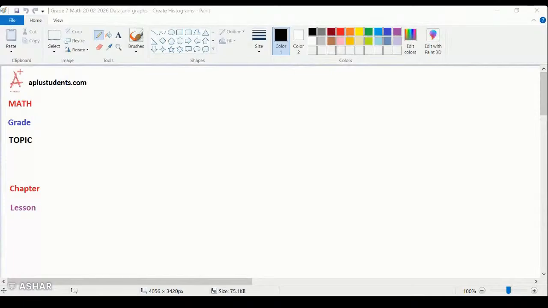The first thing you do is go to aplusstudents.com. You need to go to the website. Once you're on the website, select math as your subject. This is a grade 7 maths lesson, and the name of the topic is data and graph.